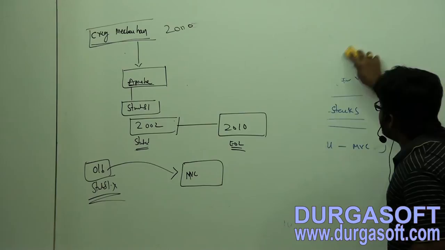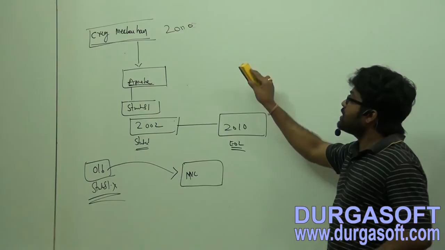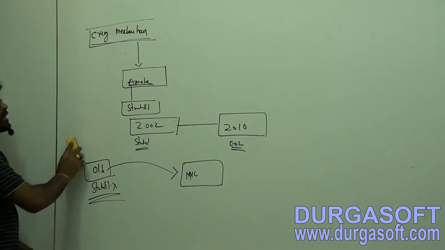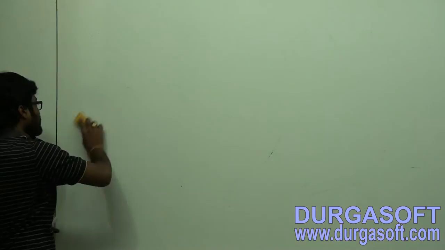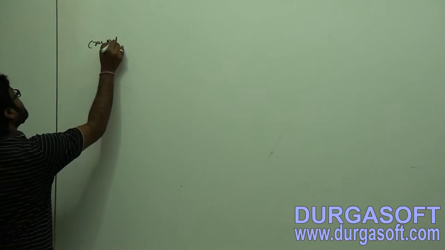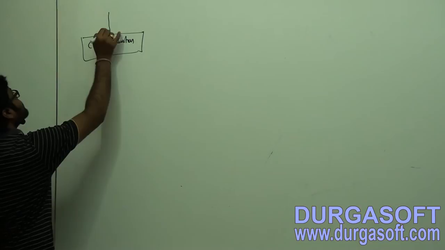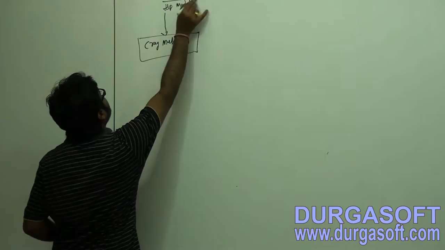To design MVC frameworks, are there any standards? Yes, we have JSP model architecture standards. By using those JSP model architecture standards, Craig McClanahan designed this Struts 1x by following some rules. Which rules? JSP rules. By following JSP model rules, he designed Struts.